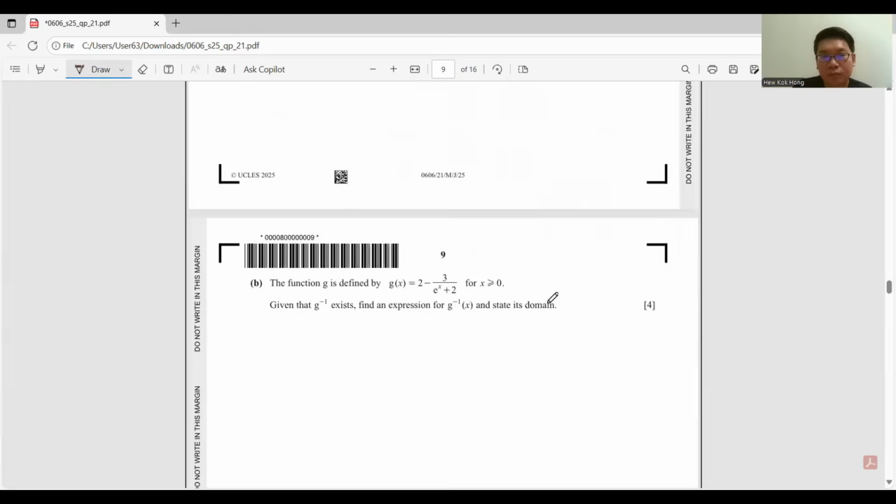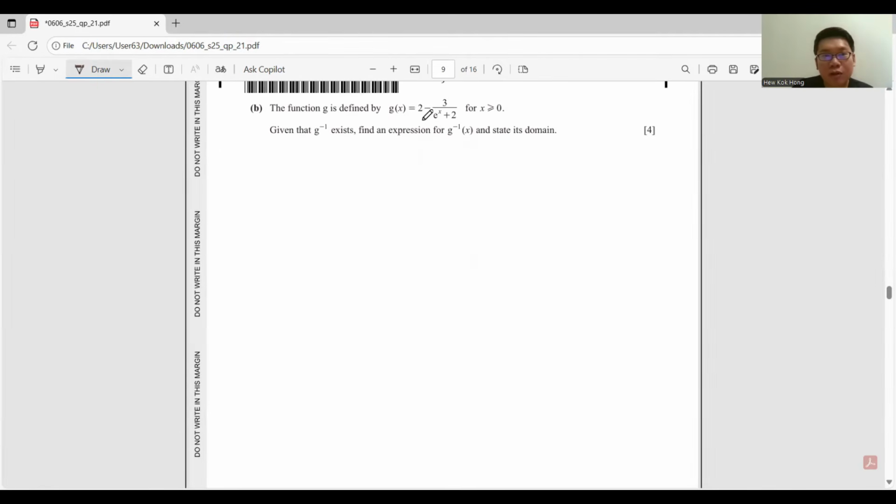Part B, the function g is defined by these. Given that G inverse exists, they ask you to express G inverse and state the domain. So we find the G inverse first. We rearrange and let X be the subject.